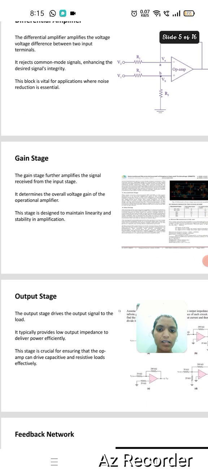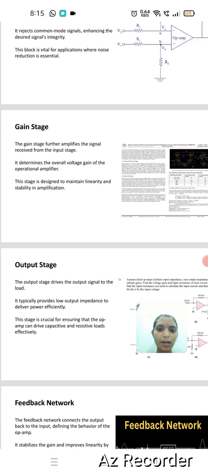Gain stage. The gain stage further amplifies the signal received from the input stage. It determines the overall voltage gain of the operational amplifier. This stage is designed to maintain linearity and stability in amplification.